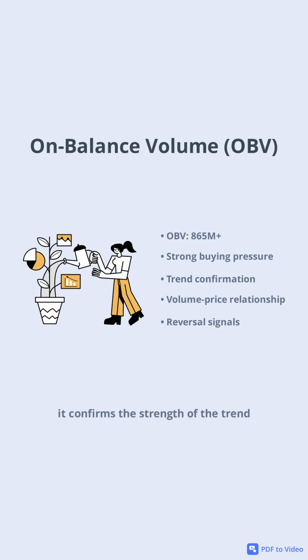When OBV rises along with price, it confirms the strength of the trend. If OBV diverges from price, it can signal a possible reversal. For DJT, the rising OBV supports the current bullish momentum.